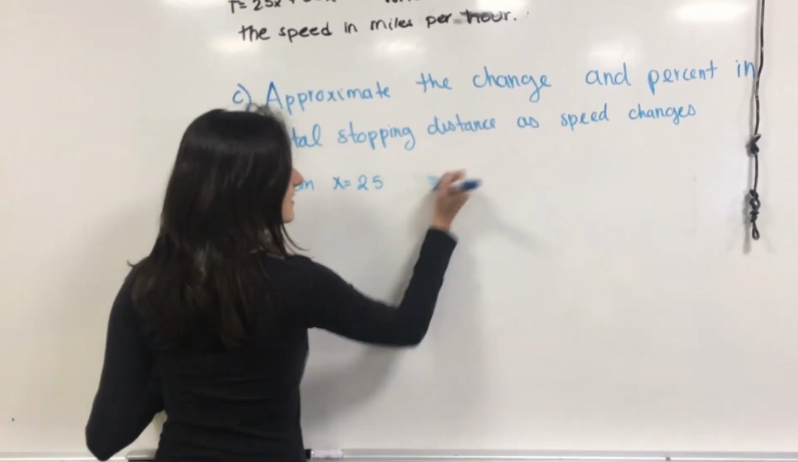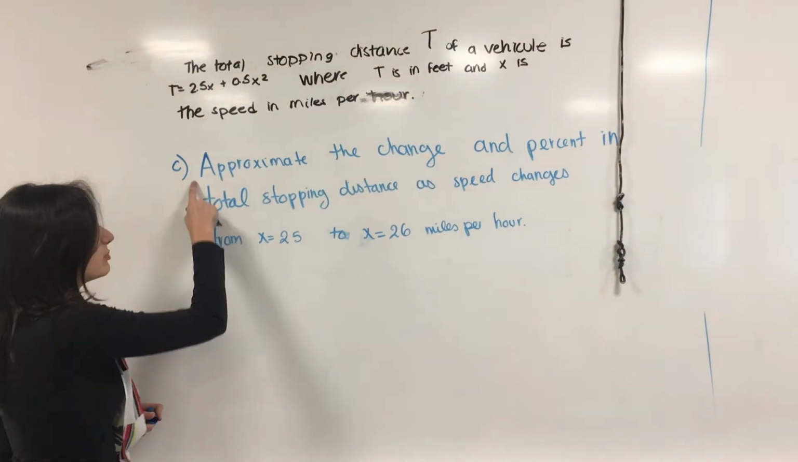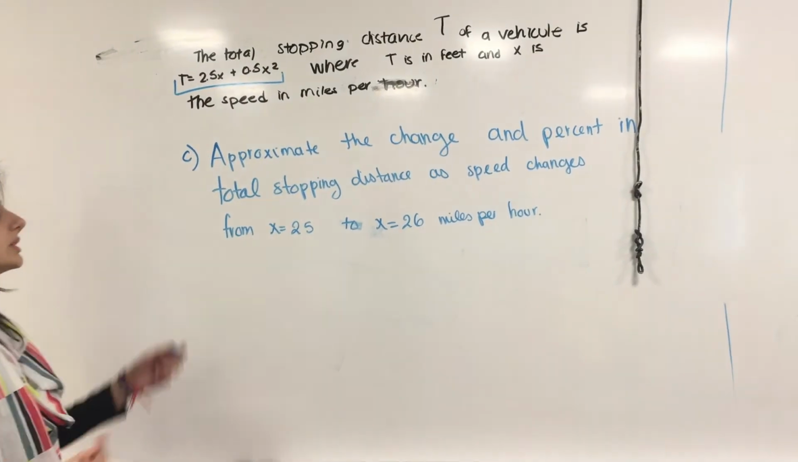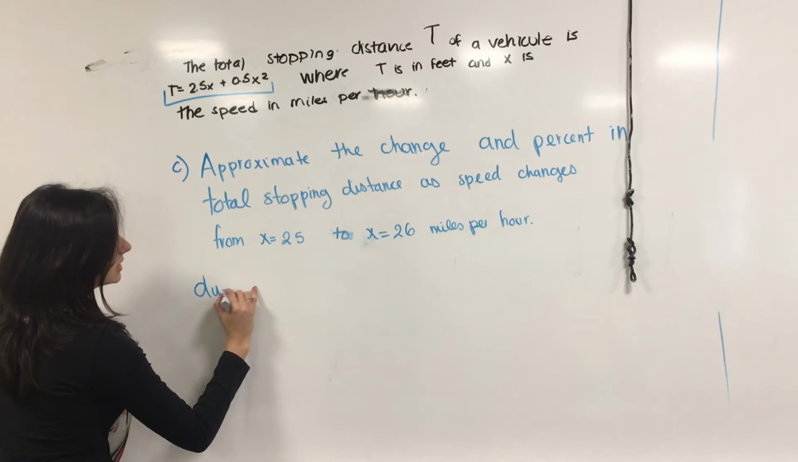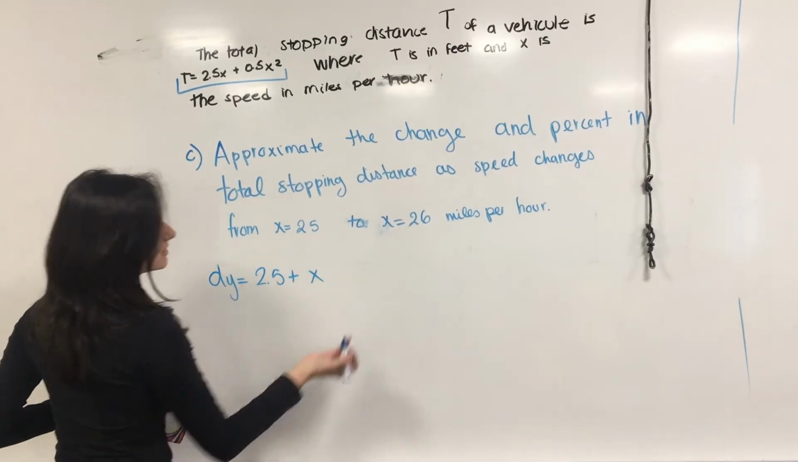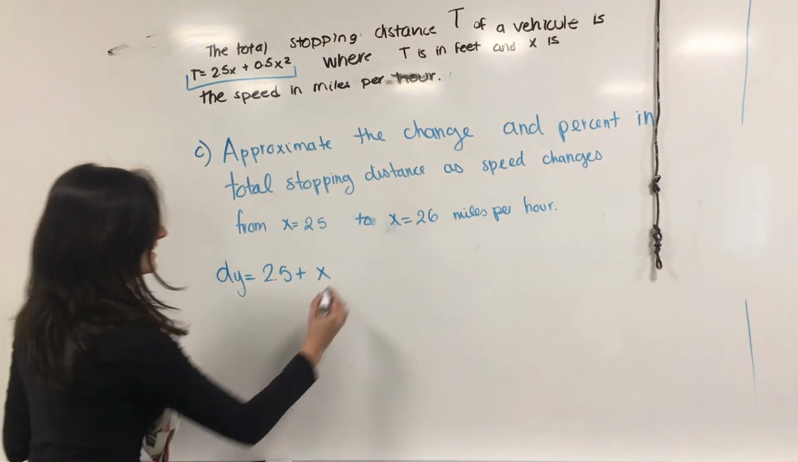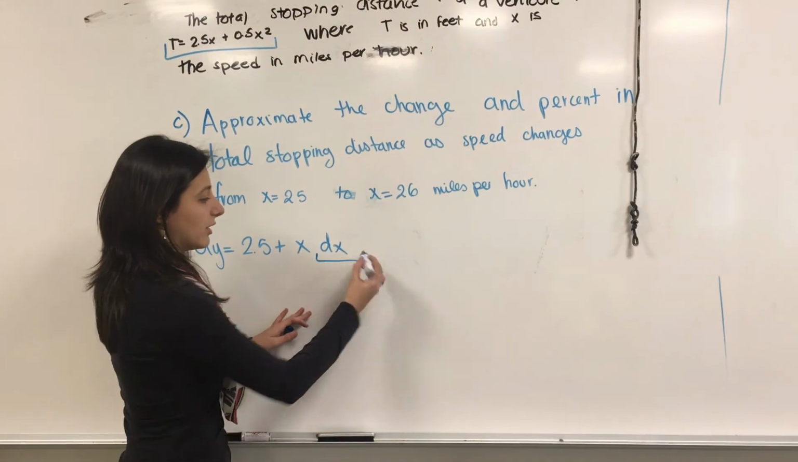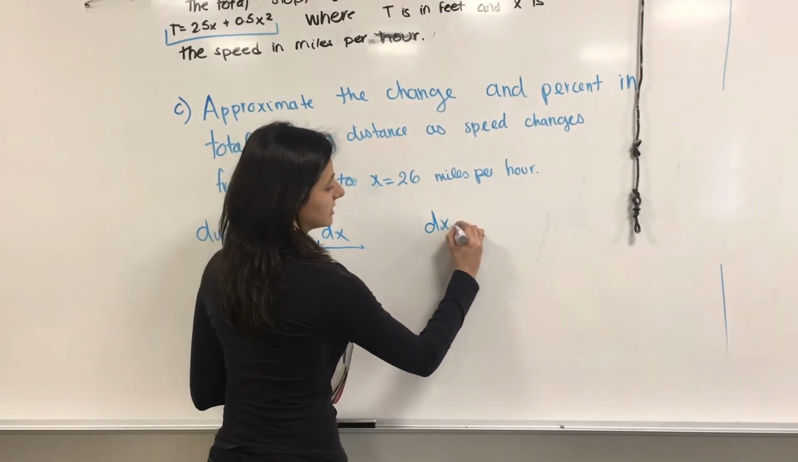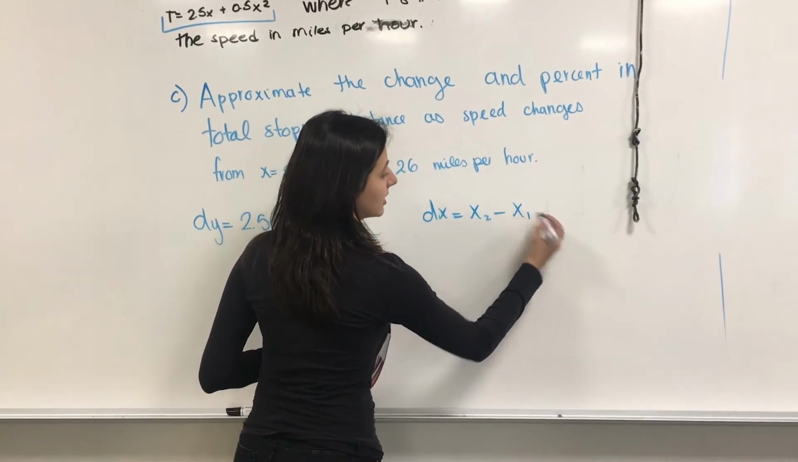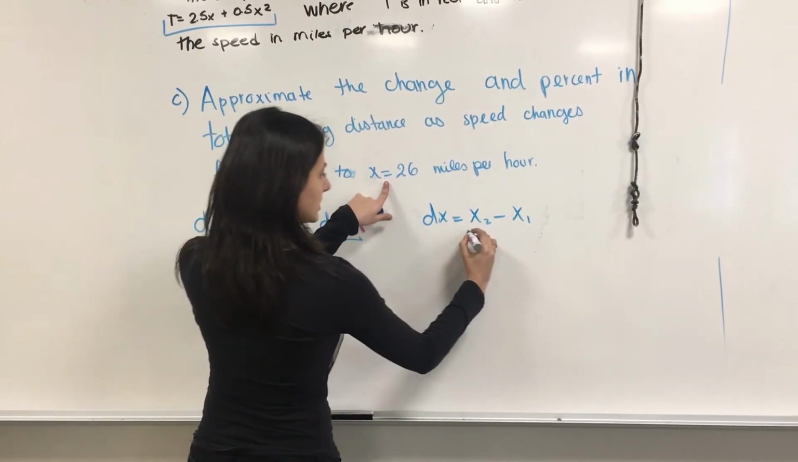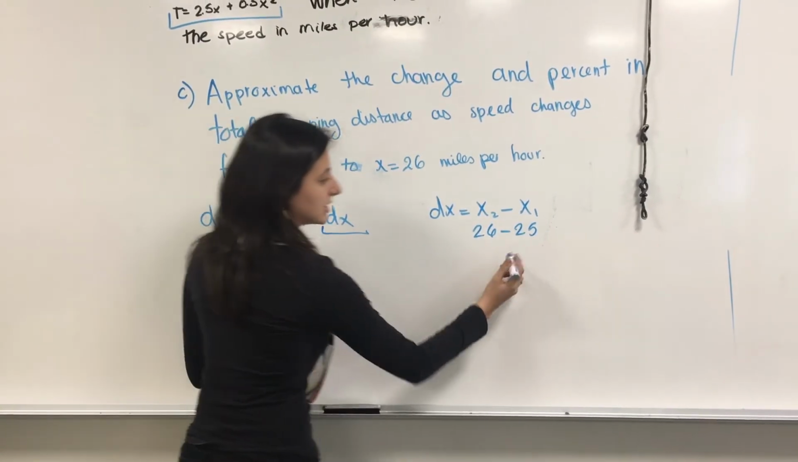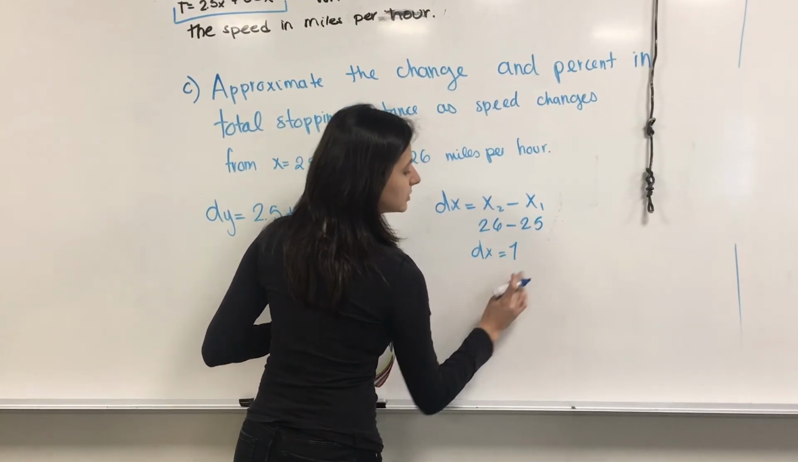Well, the problem is telling you to approximate. You have to differentiate the equation that they first gave to you. So in this case, it will be dy equals 2.5 plus x dx. So then you have to get the dx. So how do you get it? You get it with this formula. dx equals x2 minus x1. In this case, the x2 is 26 and the x1 is 25. So you subtract it and you get 1. So dx equals 1.